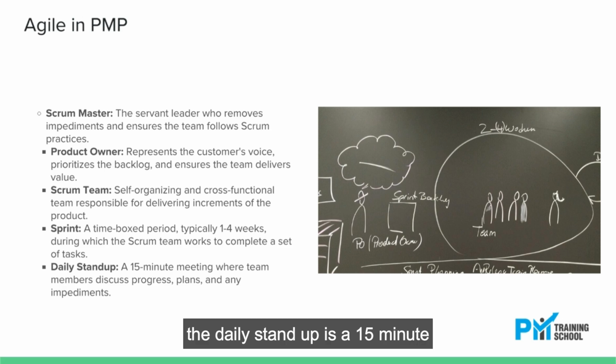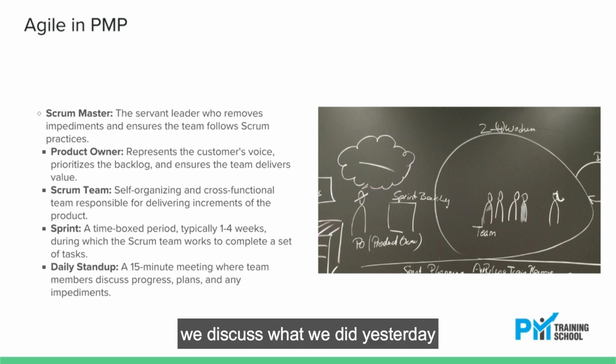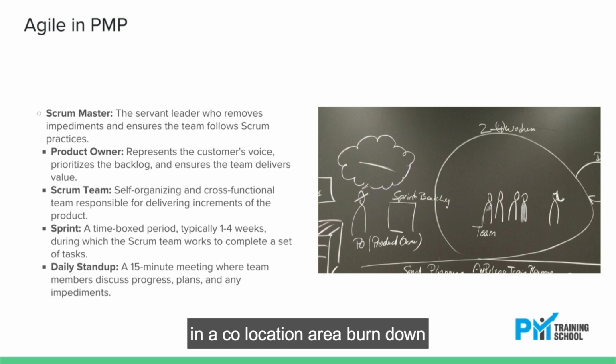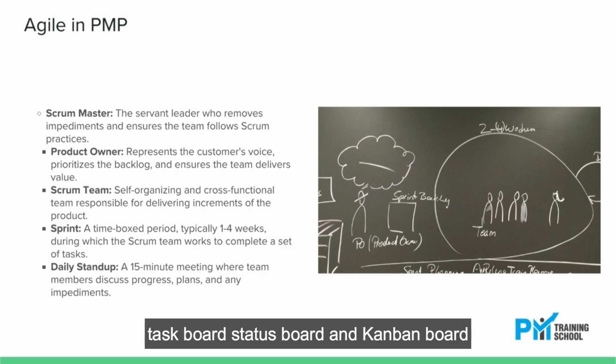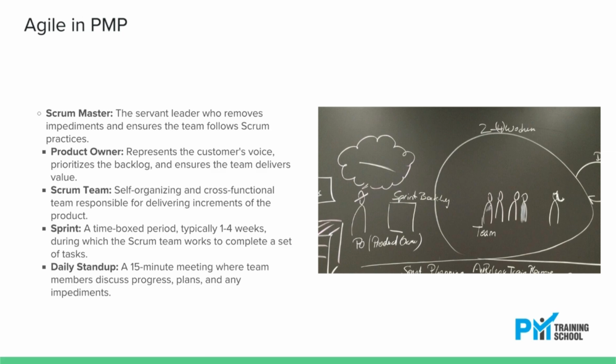The daily stand-up is a 15-minute status sharing meeting where we only discuss progress. We discuss what we did yesterday, what our plan is for today, and if there are any roadblocks or impediments. We use information radiators to share progress in a co-location area: burn down, how much work is remaining; burn up, how much work is done; task board, status board, and Kanban board. It shows work in progress and bottlenecks in the process.